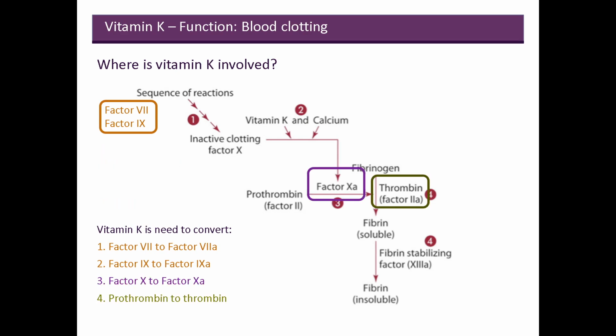Along with making factor X into factor Xa, or factor 10 into factor 10a, as well as prothrombin to thrombin. So again, vitamin K is needed to convert factor 7 to factor 7a, factor 9 to factor 9a, factor 10 to factor 10a, and prothrombin to thrombin. The a indicates their active forms. Vitamin K and calcium, excuse me. We'll go over in a second why calcium is important.